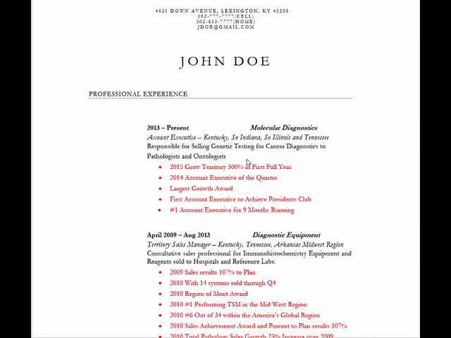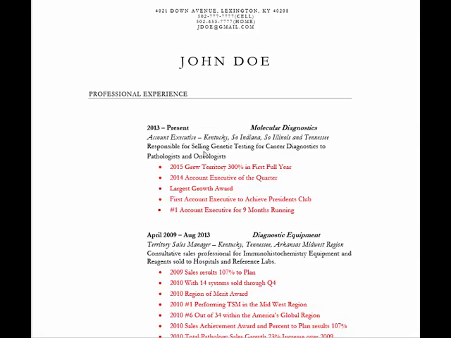So this is perfect. Account executive shows the territory: Kentucky, Southern Indiana, Southern Illinois, and Tennessee. Here, responsible for selling genetic testing for cancer diagnostics to pathologists and oncologists. So basically this says, this is what the person's doing. They're selling genetic testing and cancer diagnostics to pathologists and oncologists, so this person has relationships with pathologists and oncologists. And the bullet points here, this is where we see a lot of people make mistakes. This candidate did not. They had a perfect resume.